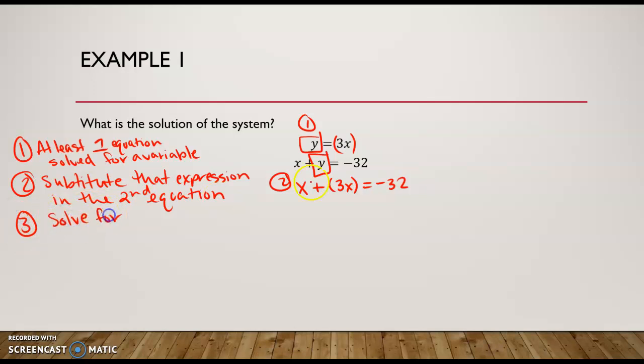Step three, solve for the remaining variable. If you notice, that takes all y's out of my equation, so I only have the variable x. Why do I say remaining? Because if you have x equals something, then your y is your remaining. But in this case, that's our x. So in order to solve, I'm going to combine like terms. That's going to give me 4x equals negative 32. I'm going to divide both sides by 4 and get that x equals negative 8. So that is step number 3.